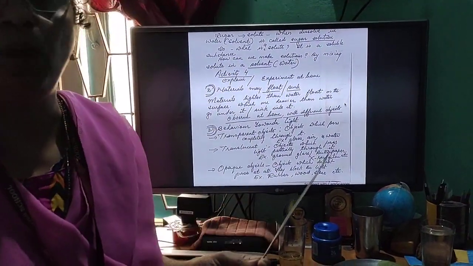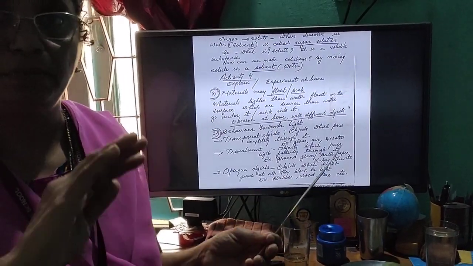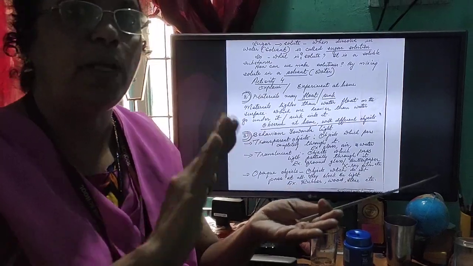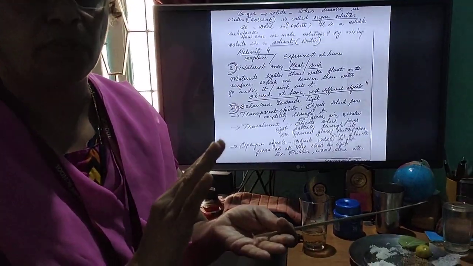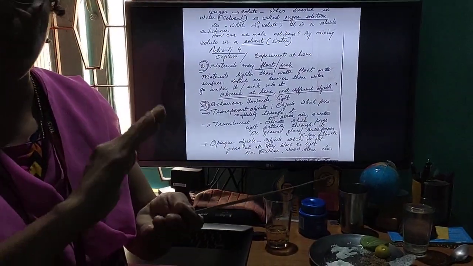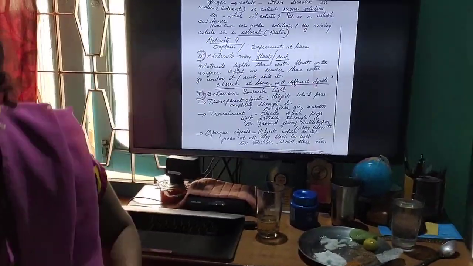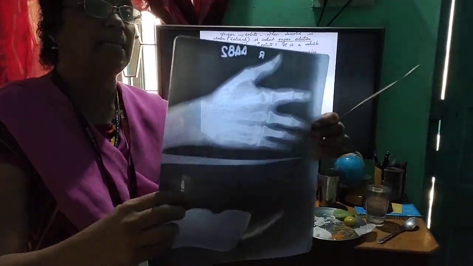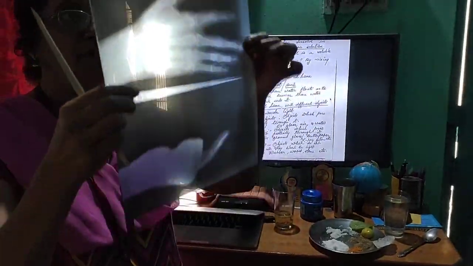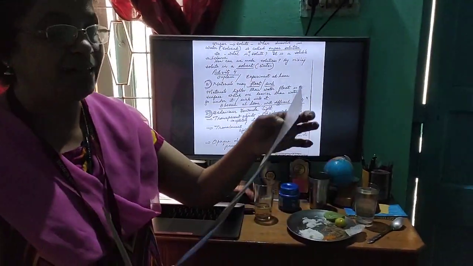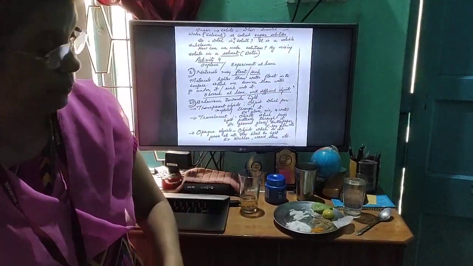Then butter paper. What is butter paper? Oil paper. We can also make butter paper or oil paper at home. Apply some oil on a paper. So you can see it becomes translucent. Then X-ray film. You can see here X-ray film. If you look through it, not everything is visible. But you can see the light is passing partially.